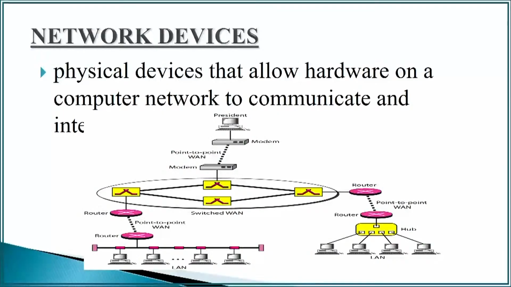Now we will discuss network devices, what kind of devices are available in a communication system. Intermediate devices: physical devices that allow hardware on a computer network to communicate and interchange messages from one point to another. As we can see in the diagram, there are different LANs and different routers in between them marked with pink circles, and in switched bands there are different devices which connect to the modem and then to the WAN, the wide area network.